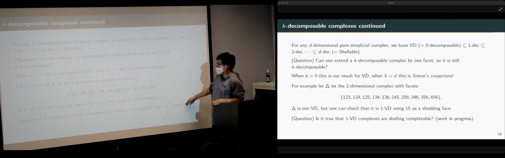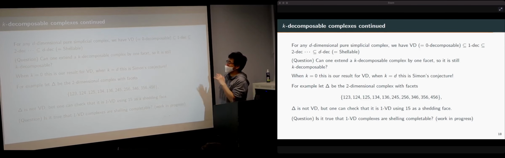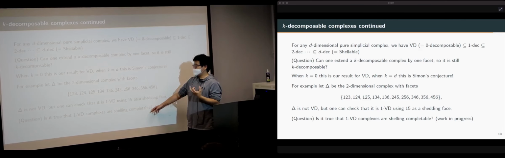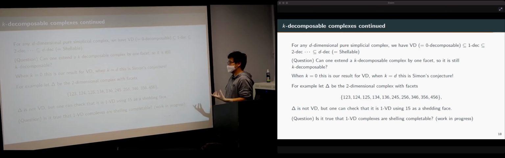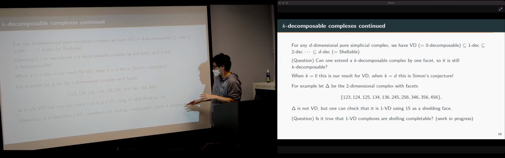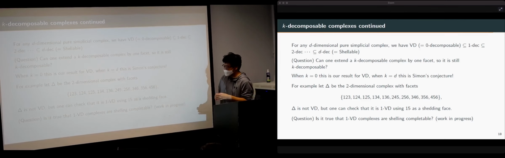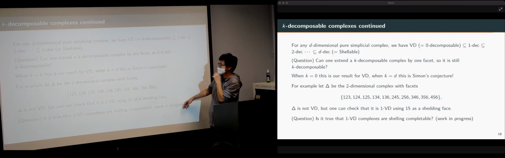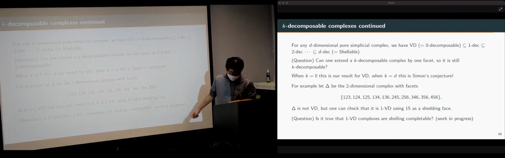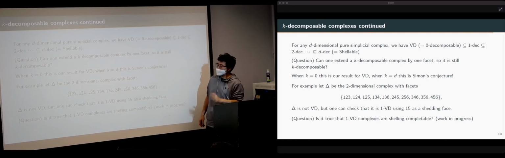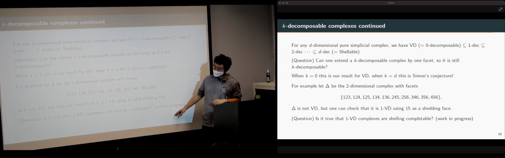So the most natural question to ask based upon our result was, if you have a 1 decomposable complex, can you add a facet and still maintain it being 1 decomposable? Although I did say work in progress, we tried this during all of summer of 2021 and failed quite miserably. So if you have any good ideas, please let us know. It seems to be a lot harder than 0 decomposables.